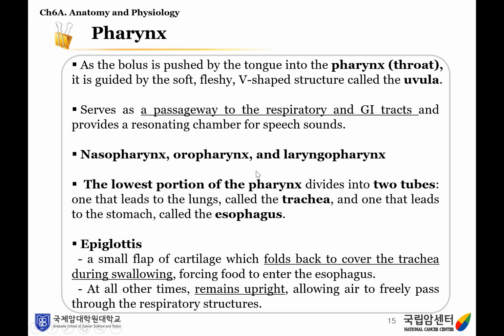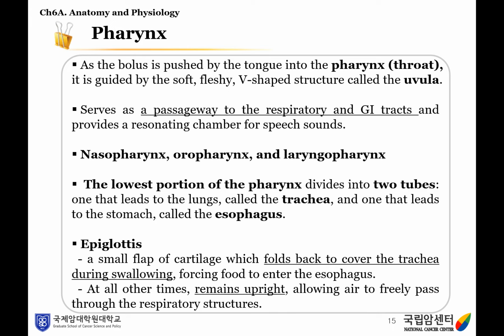And now I'm going to talk about the pharynx. As the bolus is pushed by the tongue into the pharynx, which is the throat, it is guided by the soft, fleshy, V-shaped structure called the uvula. The pharynx serves as a passageway to the respiratory and GI tract and provides a resonating chamber for speech sounds. There are 3 parts: nasopharynx, oropharynx, and laryngopharynx.